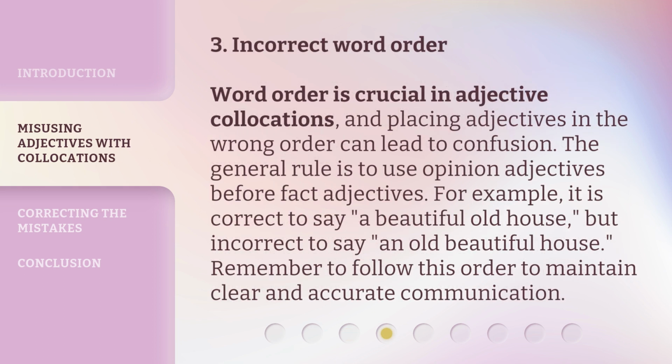3. Incorrect word order. Word order is crucial in adjective collocations, and placing adjectives in the wrong order can lead to confusion. The general rule is to use opinion adjectives before fact adjectives. For example, it is correct to say, a beautiful old house, but incorrect to say, an old beautiful house. Remember to follow this order to maintain clear and accurate communication.